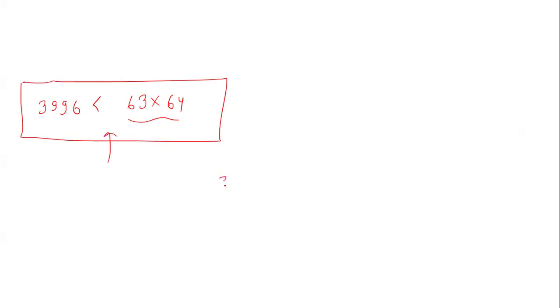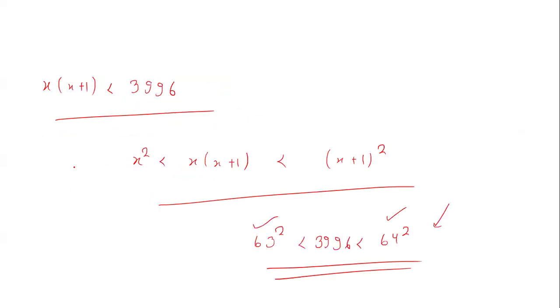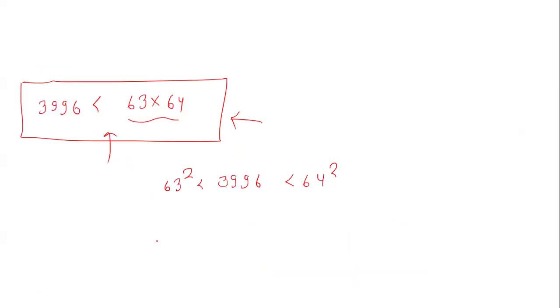So we have two conditions now. The number 3996 is lying between 63 square and 64 square, and it is also less than 63 multiplied by 64. And we have one more condition here, that x times (x plus 1) is less than 3996. So what is the maximum value of x you can tell from here? The maximum value of x that can satisfy this is, we can see that 63 cannot be the value of x because of this condition. So the only possibility is x is equal to 62.